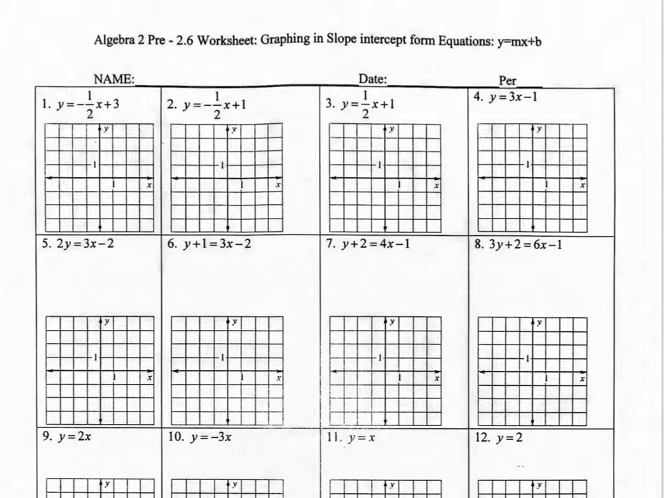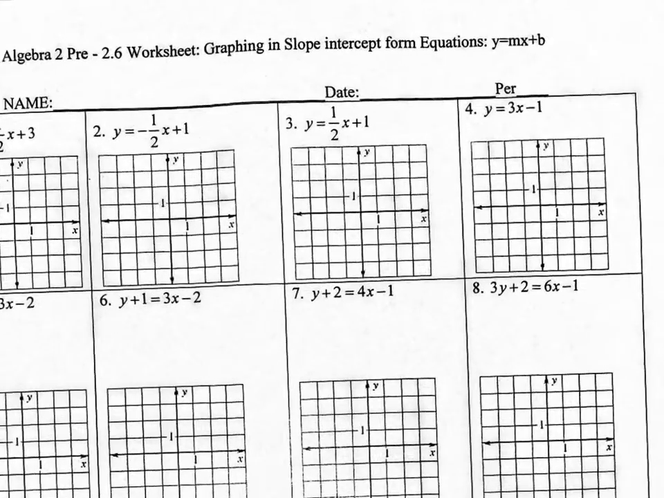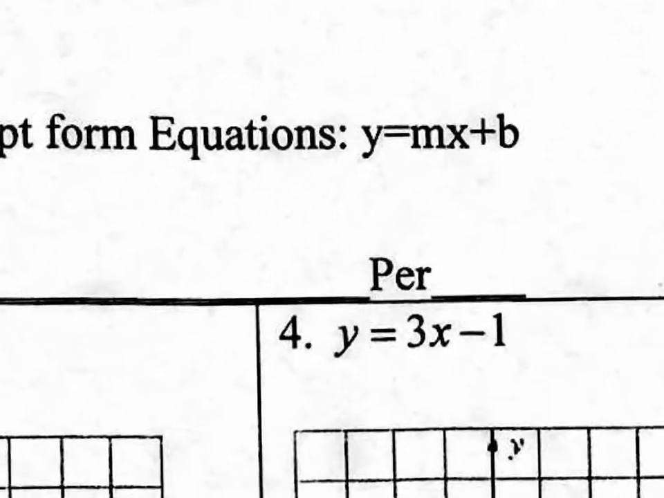So in this video, we're going to review graphing with slope-intercept form, y equals mx plus b form. And we should already know this form from the previous section. So y equals mx plus b.